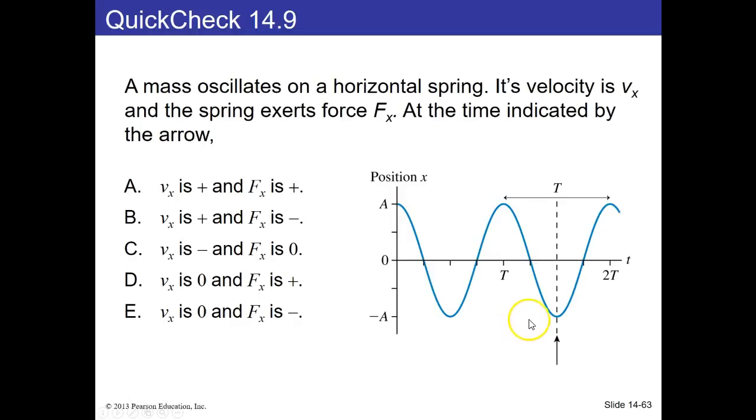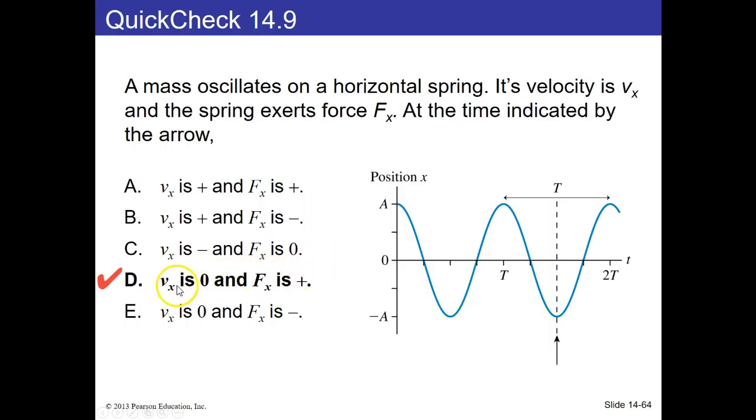Quick check for this one. You have a mass oscillating on a horizontal spring. Its velocity, v_x, and the spring exerts a force of F_x. So here's the period, indicated by the arrow. So right at this time, we want to know what is the magnitude of the velocity, the direction of the velocity, and the direction of the force.